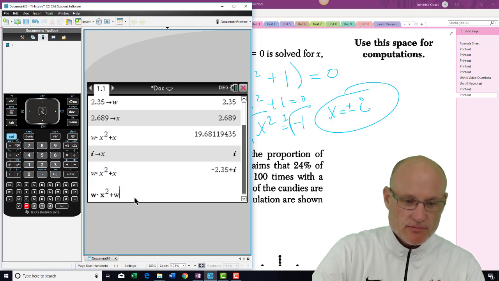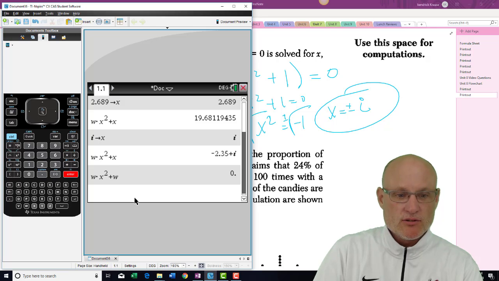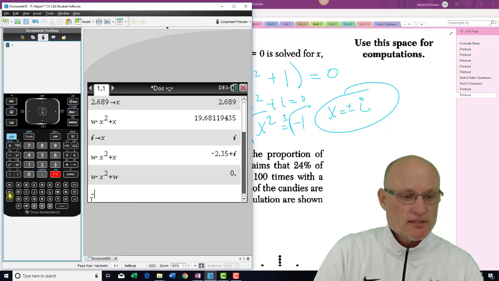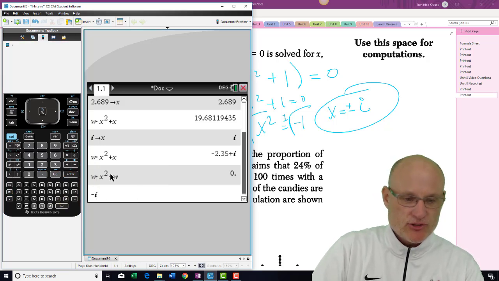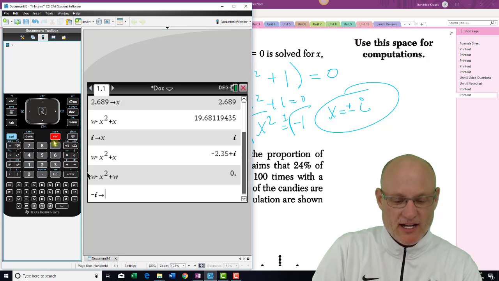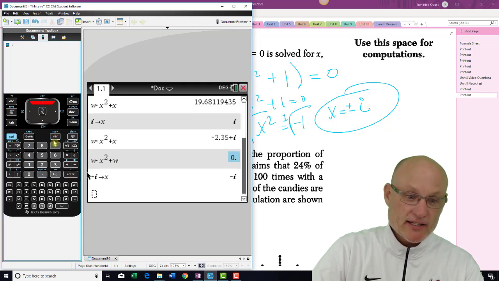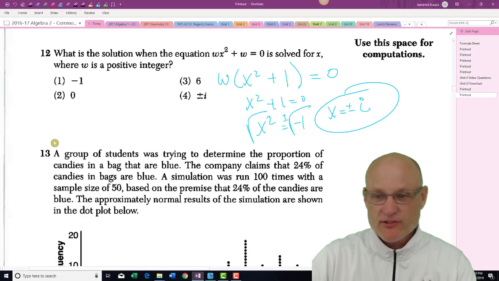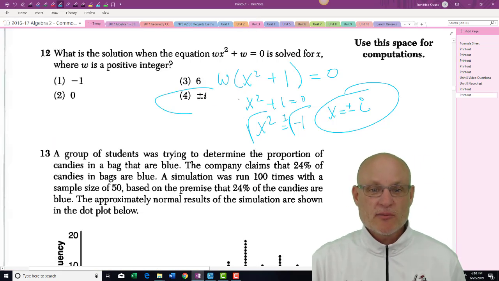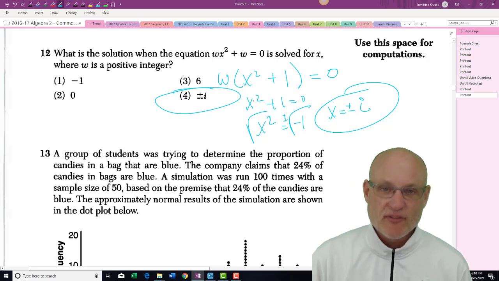It's plus W. Zero. And then if I do negative i, I didn't do a very good job of showing you how to check this. Control var X, enter. Go back and type this in, and you get zero again. So the answer is plus and minus i. Sorry about that. But the factoring and the solving of it was pretty easy.